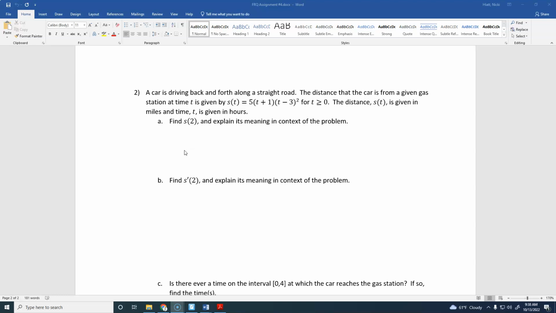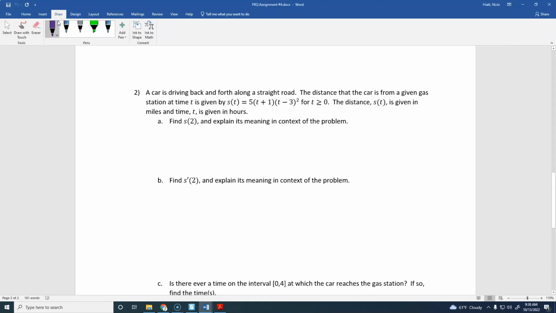Okay, so this is going to ask us for S of 2 and to explain its meaning in the context of the situation. So S of 2, all you got to do is plug in 2. So finding S of 2 should be pretty straightforward. That is going to be 5 times 3 times negative 1 squared. Negative 1 squared is just positive 1, so you're going to get 15.